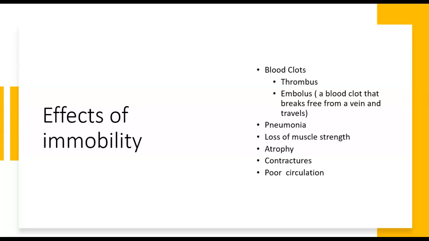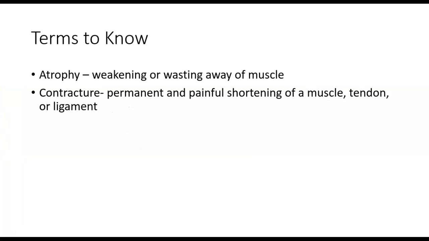Pneumonia you get from immobility, as well as loss of muscle strength. Atrophy is actual muscle wasting, and contractures are a permanent shortening of the muscles where they draw in, eventually almost into a fetal position where everything just contracts in. And poor circulation comes from immobility too. We need to be up and moving.